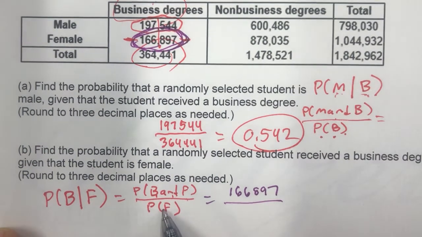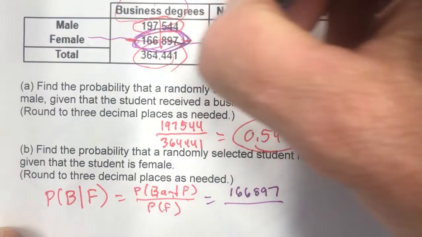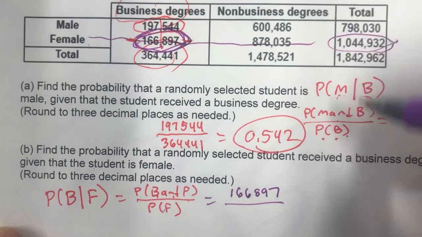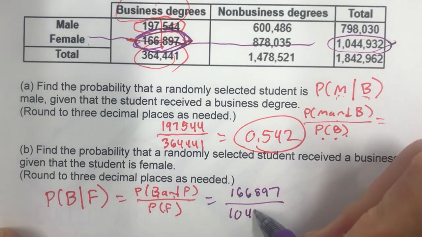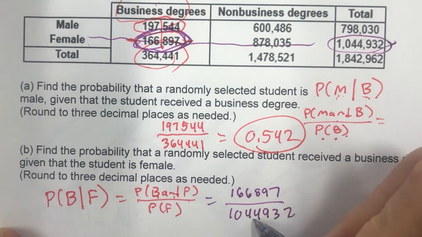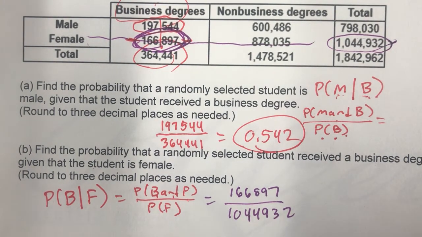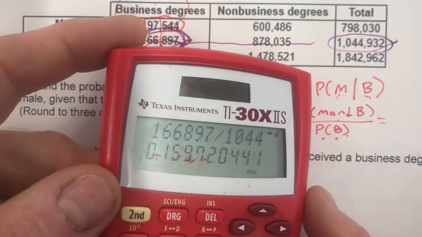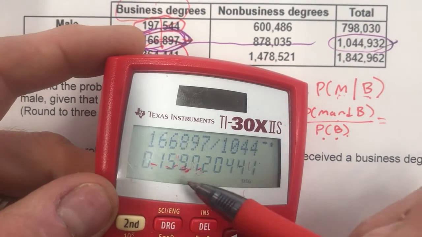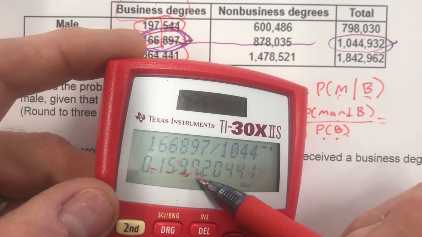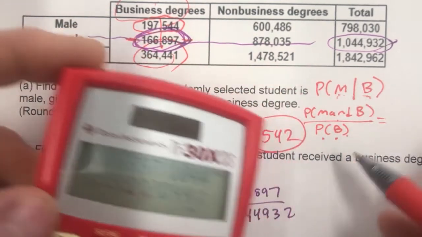All right, the probability that they're female. All right, female is right here. And I divide those. So if I divide them, 166,897 divided by 1,044,932, and I get this right here, 159. And look, the 7 makes the 9 go up, so it's going to be 160.